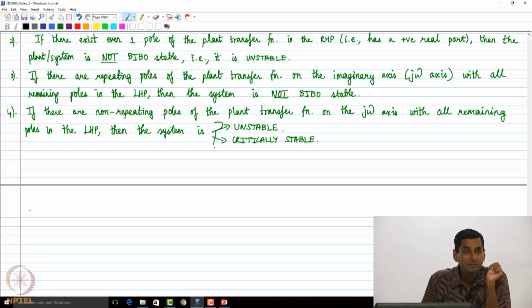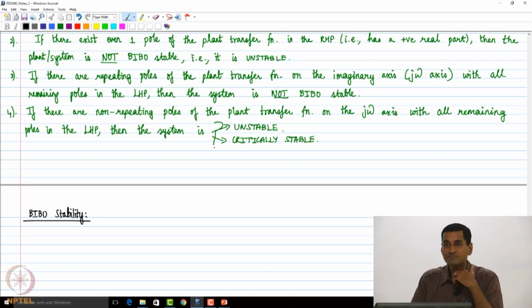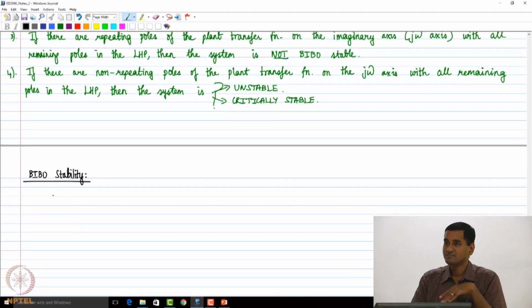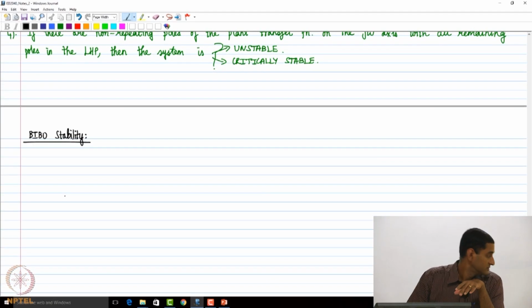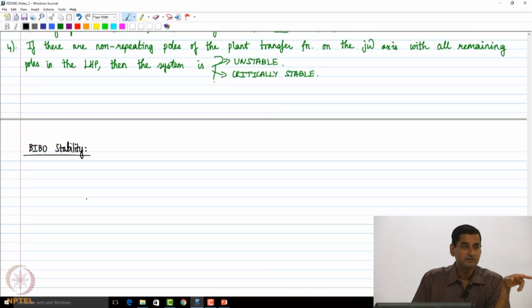So let's look at BIBO stability in some detail. Any questions on the examples and the general conclusions which I drew from them? I am going to prove one of them. That is my intention now. Any questions? Okay, so let's look at BIBO stability.